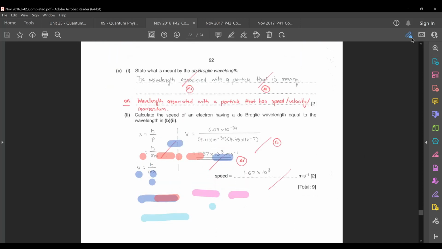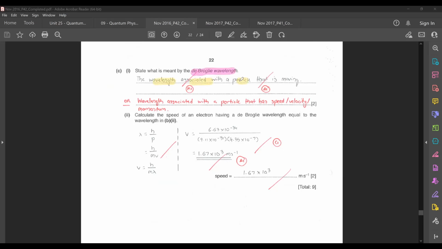And the last part here is again on de Broglie wavelength. State what is meant by the de Broglie wavelength. It is just simply the wavelength associated with a particle that is moving. That's all there is to it.